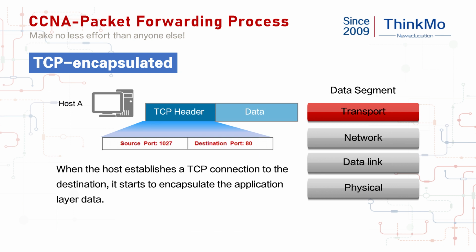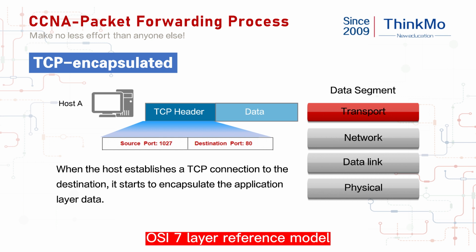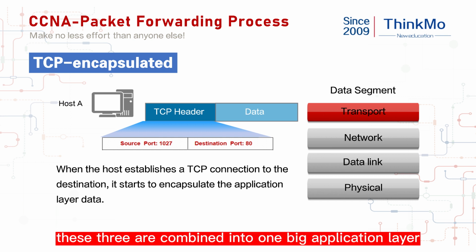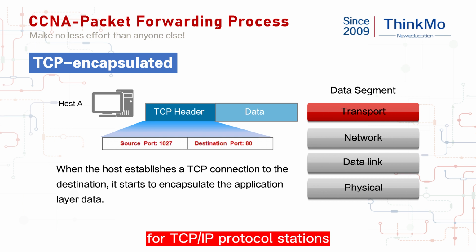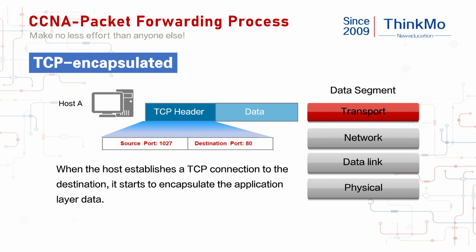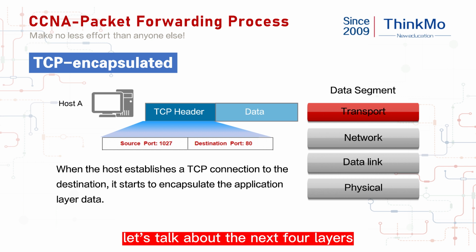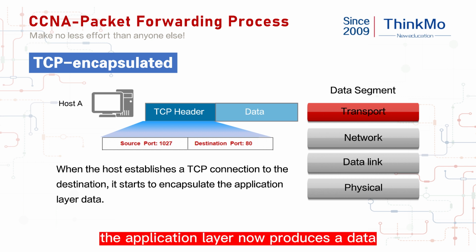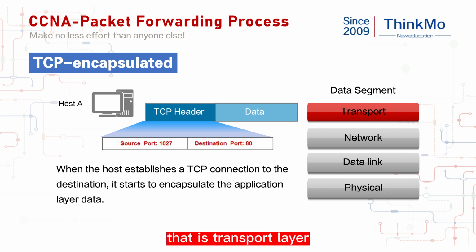The first lesson was the OSI 7-layer reference model. The upper 3 layers refer to the application layer, presentation layer, and session layer. These 3 are combined into one big application layer in the TCP/IP protocol stack. As network workers, let's talk about the lower 4 layers. The application layer now produces data. Then it will first reach the 4th layer, that is the transport layer. Encapsulate.